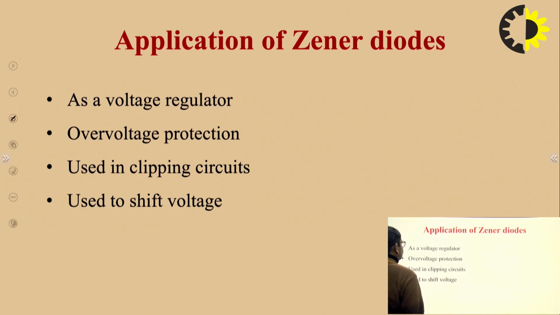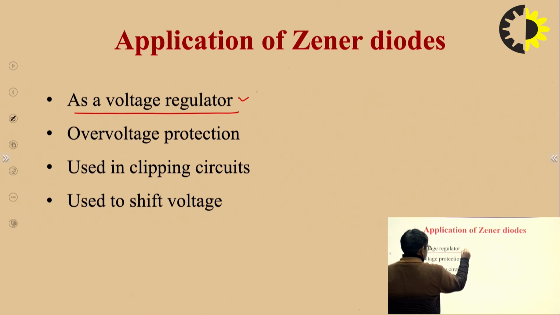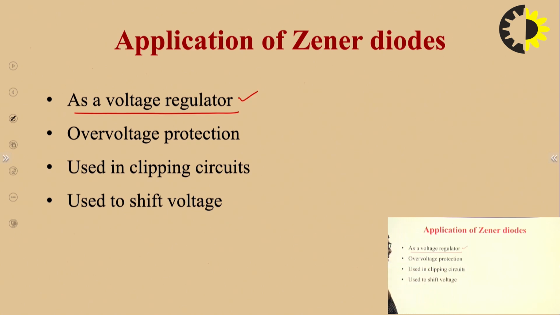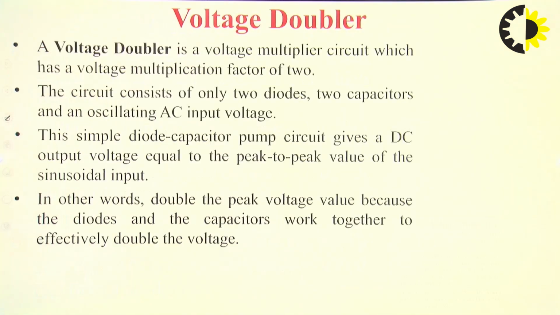The application of Zener diode is as a voltage regulator and for over voltage protection, because if the line voltage increases and we use the Zener diode in reverse bias manner as a voltage regulator, it provides a fixed voltage at the load resistance. Over voltage protection is also a very important application of Zener diode. We use it in clipping circuits, and if we want to shift the voltage, we use a Zener diode. Thank you.